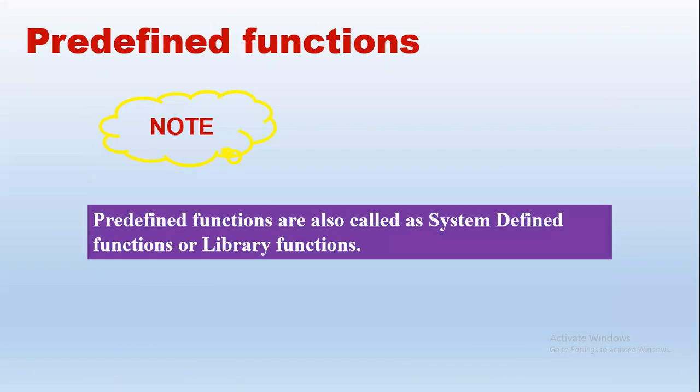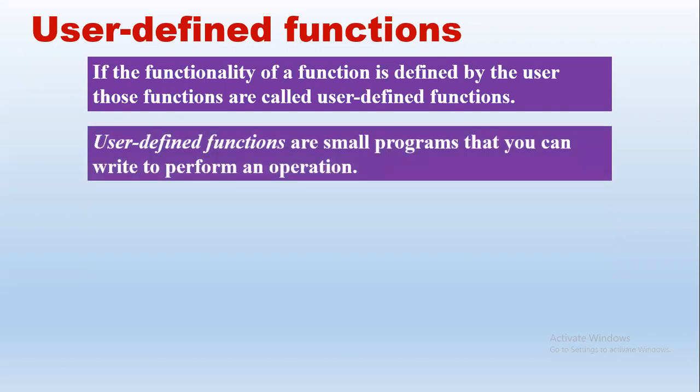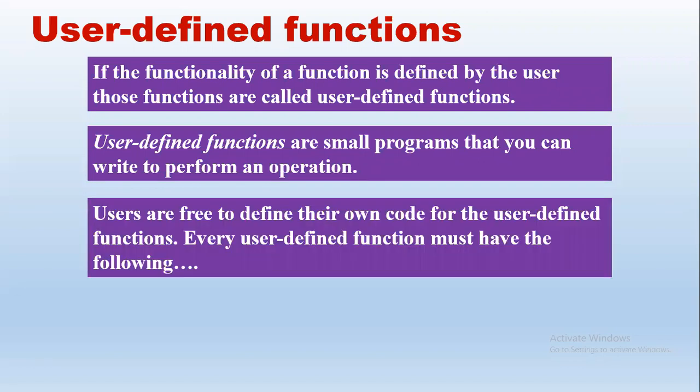What is the second type? That is user defined. Like the name says, we are going to define the meaning. We can give our own function and say what it has to do, right? How does it execute? We can define the meaning of that particular function. So that is user defined. The functionality of the function is defined by the user. We are going to give the function definition. What should this function do? What is the task of this? We can write the function as a small program to perform any task, any operation like adding two numbers or finding factorial or multiplying three integers, whatever we want. Here users are free to define their own code for this user defined function.